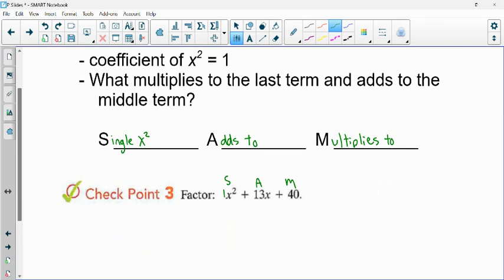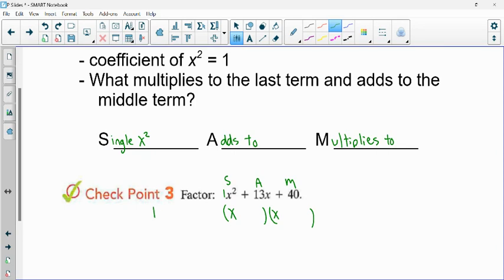So since this is reverse FOIL, we are always making 2 sets of parentheses. And then we're always thinking the F part of FOIL is what times what equals x squared in this case. Which is always our same answer. What times what is x squared? Gabe, how do we get x squared? All right, good. So this would be x times x. And that's how we get our x squared. And then we're thinking the M part stands for multiplies to 40 and adds to 13.